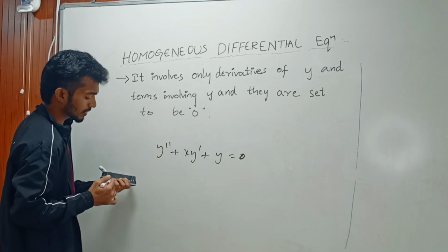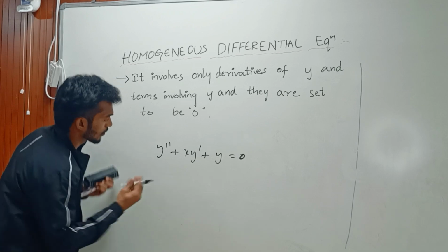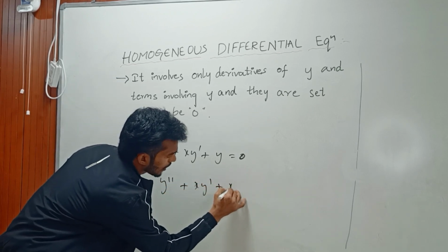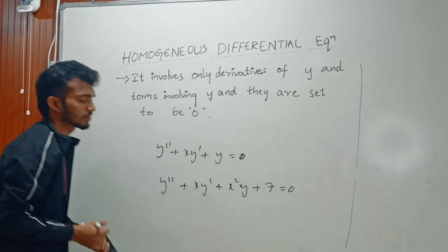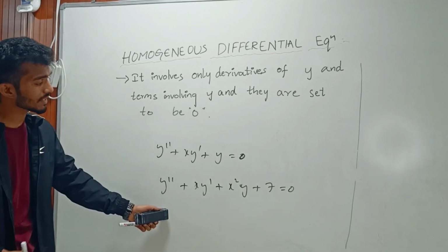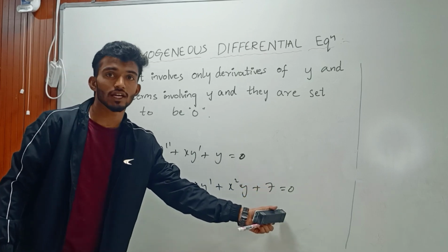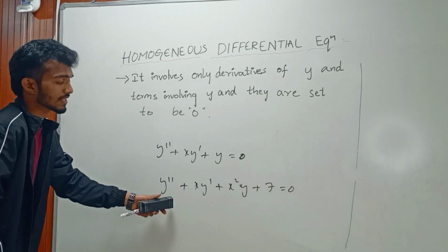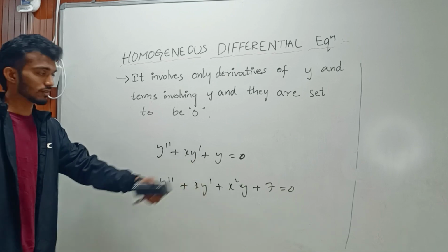Let me give you an example for the non-homogeneous, then it will be clear to you. y double dash plus 6y dash plus x square y plus 7 equal to 0. See here, this is a non-homogeneous differential equation because it contains the 7 as a term which is not in terms of y or any y derivative. So this is known as the non-homogeneous differential equation. This is the homogeneous differential equation.